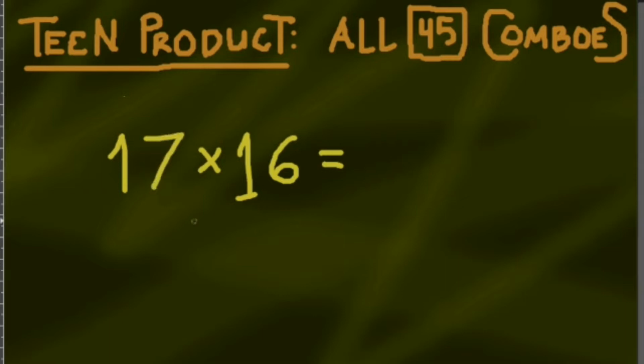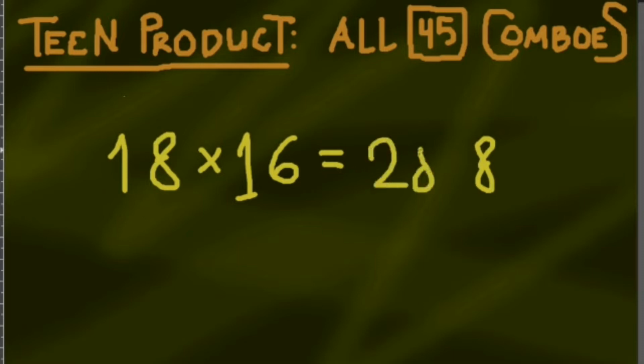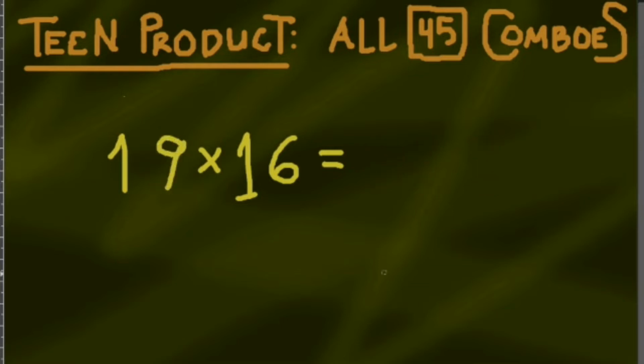Next, 17 times 16. This ends with 2. 17 plus 6 is 23. So this would be 272. 18 times 16. This ends with an 8 with carry of 4. 18 plus 6 is 24. 24 plus 4 is 28, and 288 is the result.